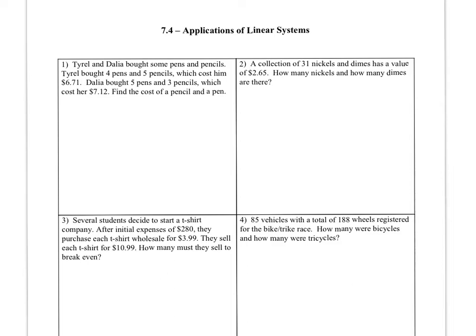7.4 deals with solving systems and applications of linear systems. A technique that I do is I first try to figure out what the variables are, and that's usually found in the end. So if I look at number 1, I have to find the cost of a pencil and a pen. So pencil I'm going to be L, and pen I'm going to be P. So I get my variables first.